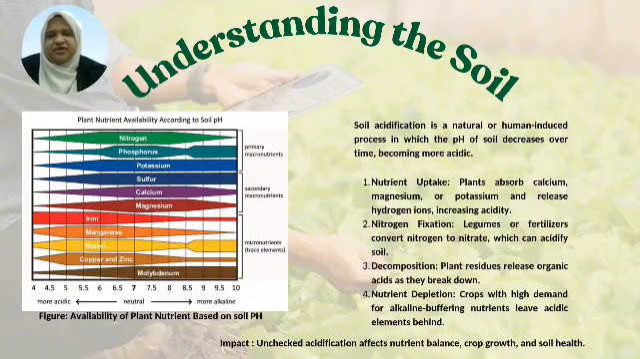First, as shown in the graph on the left, plant nutrients are most accessible to crops with specific pH ranges. For example, essential micronutrients like nitrogen, phosphorus, and potassium become less available as soil becomes too acidic.